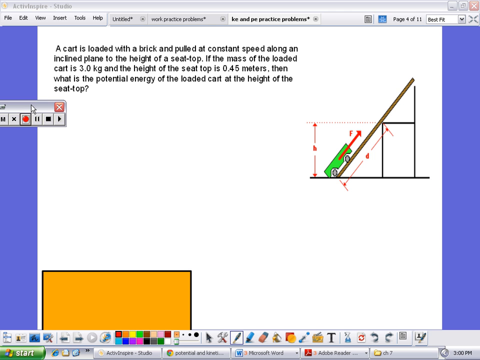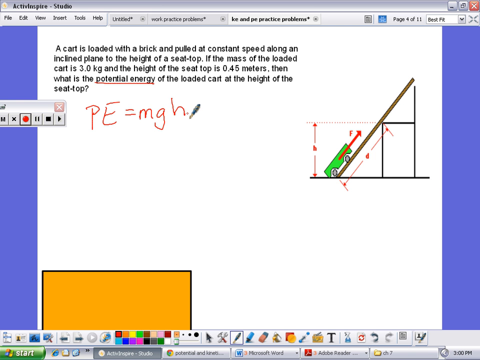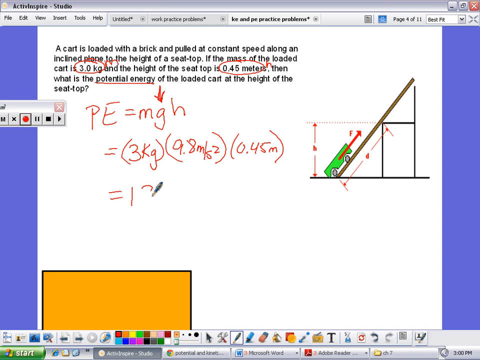Okay, so what is the potential energy? Here it tells us we're going to use PE equals mgh. So we look in the problem and it gives us 3 kilograms as our mass, 0.45 meters as our height, and again gravity is our given, so we know that is 9.8. So we fill in our information and we have 3 kilograms multiplied by 9.8, because that's what gravity is, meters per second squared, multiplied by our height, which is 0.45 meters. So you plug that in a calculator and you get the answer of 13.23 joules.